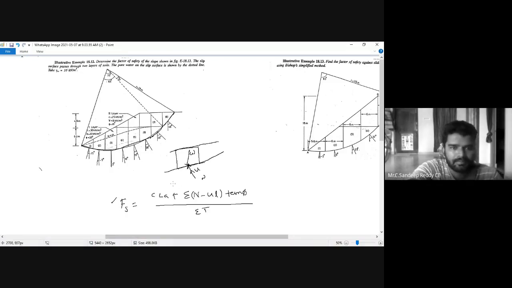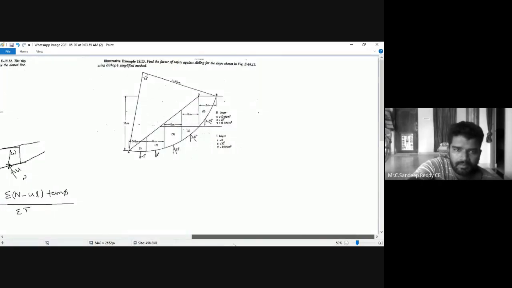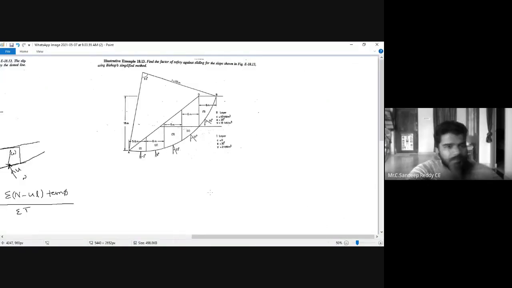Okay. So I'll share this document after the class in the Google Classroom. You guys take this problem and solve it. Then the next problem, using the Bishop simplified method. This is also the same as the Swedish circle method only. So find the factor of safety against sliding for the slope shown in the figure using the Bishop simplified method.